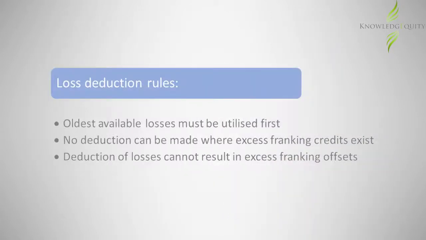Note that there are some rules about how prior year losses can be deducted, primarily that the oldest available losses must be utilised first. To recap, there are 3 key elements relating to company tax losses. First, we need to ensure the company tax loss is calculated correctly. Second, we need to be aware of the loss recoupment rules that are designed to prevent trafficking in loss companies. Lastly, we need to be aware of the options and restrictions on utilising available losses.